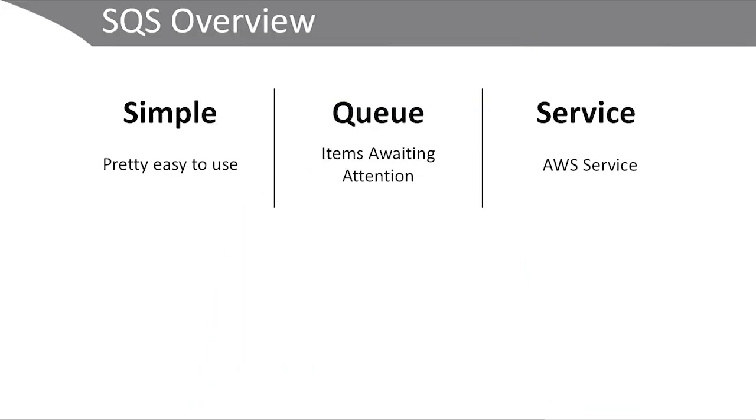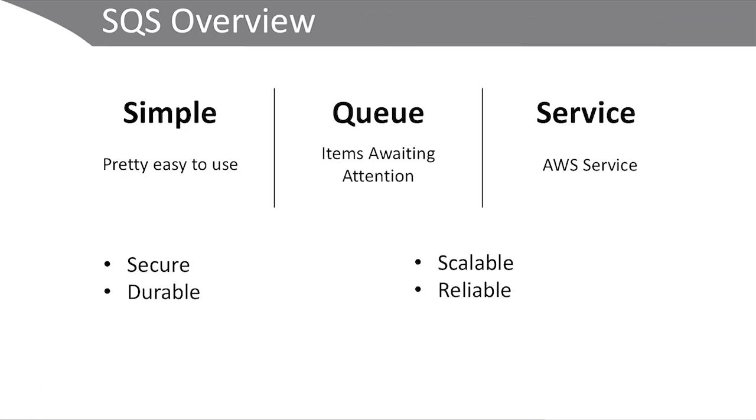Amazon SQS is a managed queue service offered by Amazon for storing messages, retrieving them, processing them, and deleting them, just as you would expect any managed queue to do. So we break down the name. It's pretty simple. It's a queue. It's a bunch of items that need to be processed, and it is an AWS service.